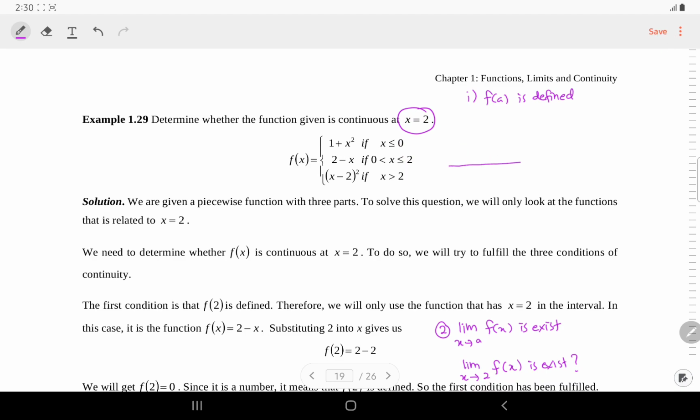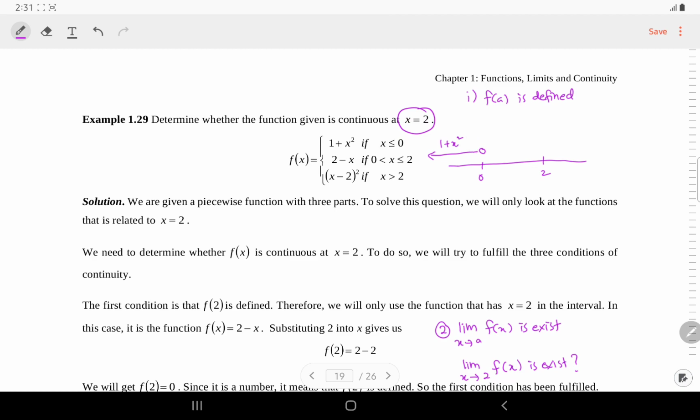So imagine that we have a number line here. So 0 is here and 2 is here. So when the value of x is less than or equal to 0, from here to the left, we need to use the function of x plus x square.